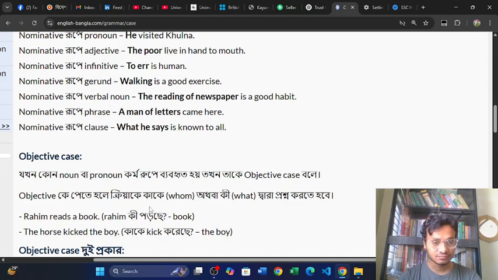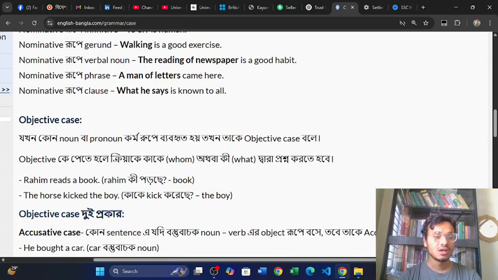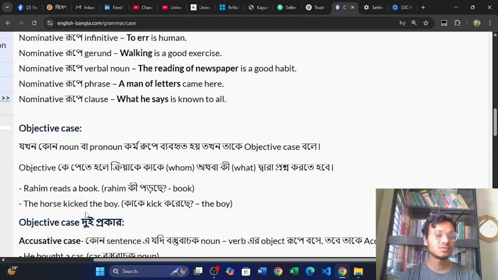Rahim reads a book. What is Rahim reading? I asked the question with what. Rahim reads a book, so here book is an objective case. The horse kicked the boy. Whom did the horse kick? The answer is the boy.